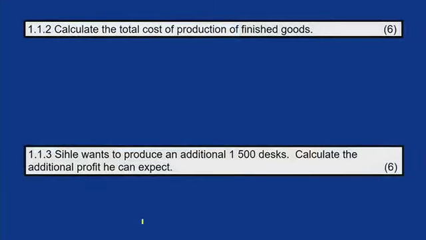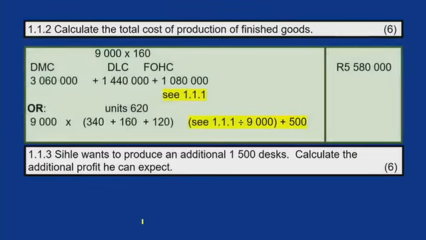The next two questions, calculate total cost of production. Now, if I say total cost of production, you should know it consists of these three things: direct material cost, direct labor cost, and factory overhead cost. And because we've just calculated this in 1.1.1, they work with your answer. The direct material costs were given, and the direct labor, you just had to work it out like that.